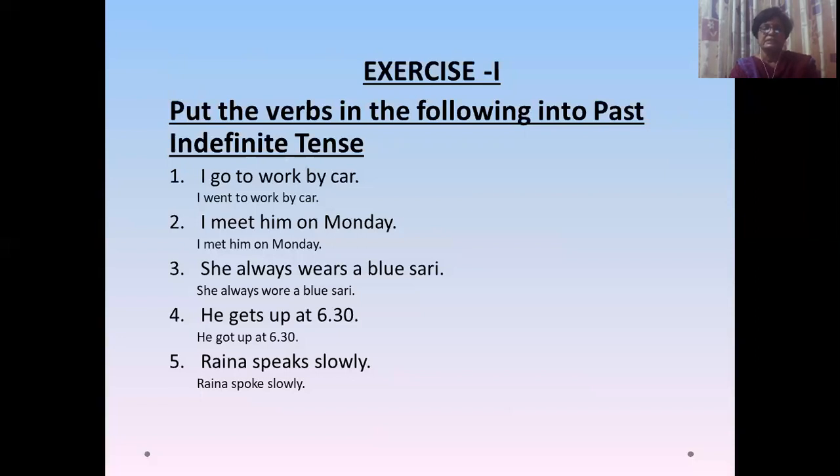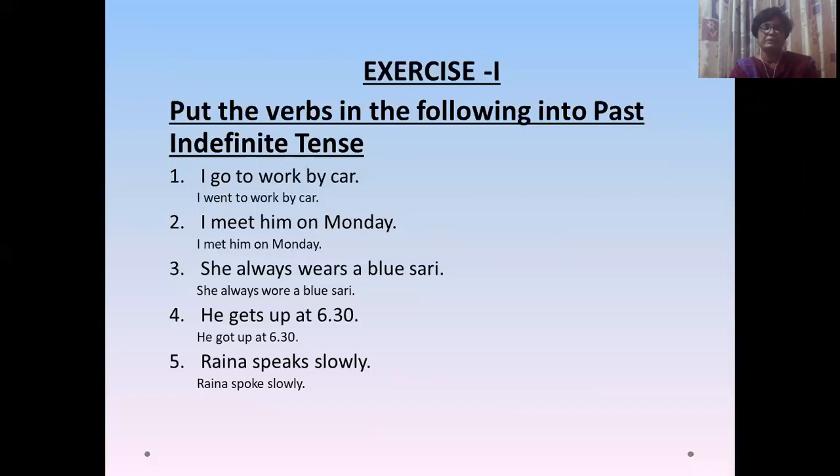The third sentence is, she always wears a blue sari. Now you'll have to change it into past indefinite tense, and here the verb is wears, and it will be changed into the second form of the verb. So the sentence will be, she always wore a blue sari.